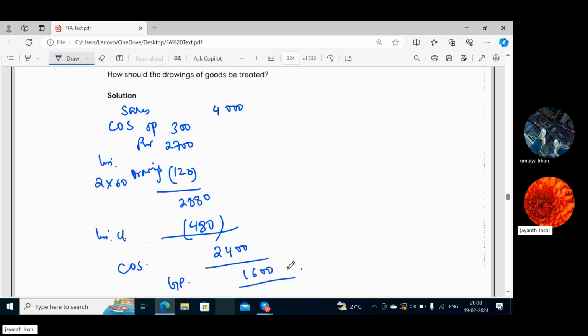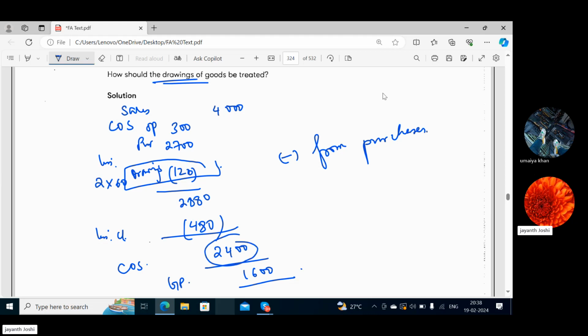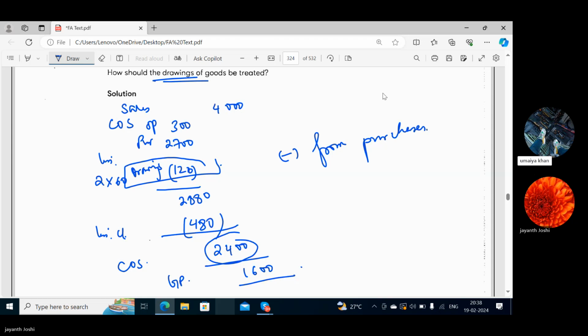Here in the question they're asking how should drawings be treated. So we have shown drawings is treated in this way: that is to be deducted from purchases. And after deducting it, we get the cost of sales figure. Clear? So that is drawings, or we can say goods withdrawn for personal use, and what's the effect of it on the income statement. Clear? Yes, ma'am.